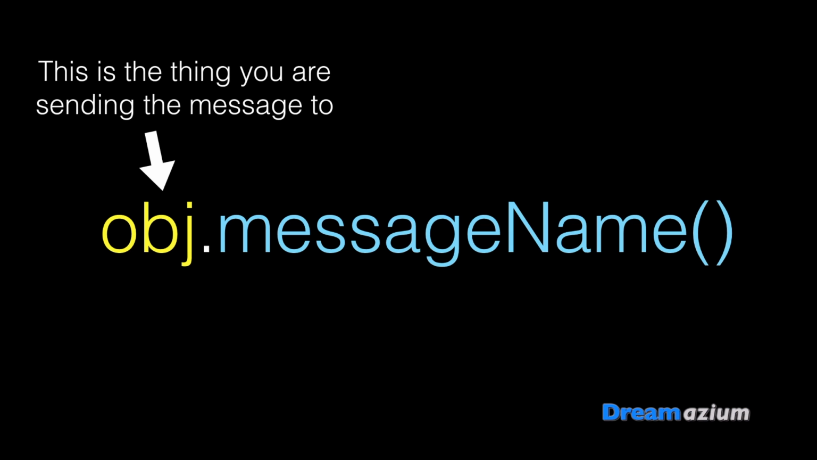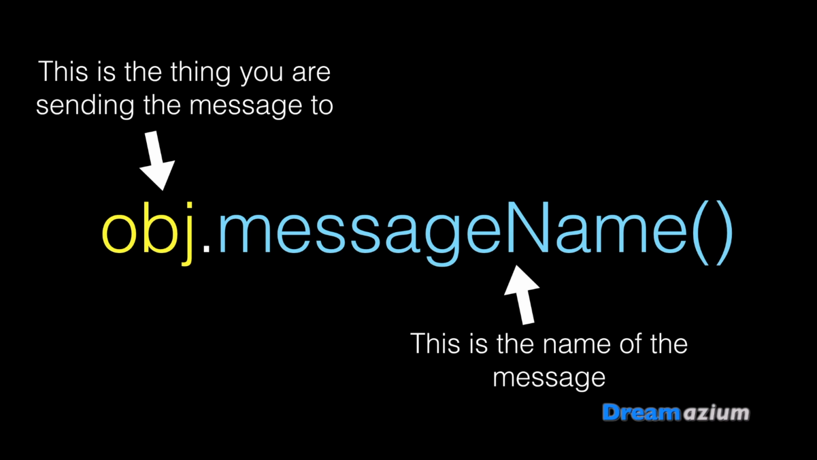This is the thing that you are sending the message to. So what you see on the screen now is going to be a representation of a message. You're going to send it to something. This is the name of the message. So this forms the header of the function that you define, or the method that you define.